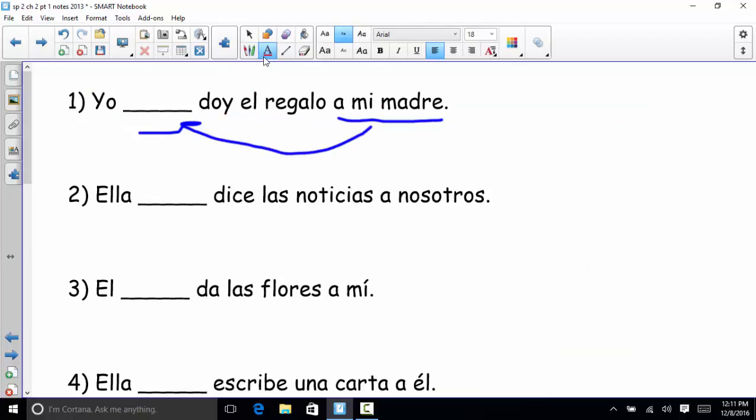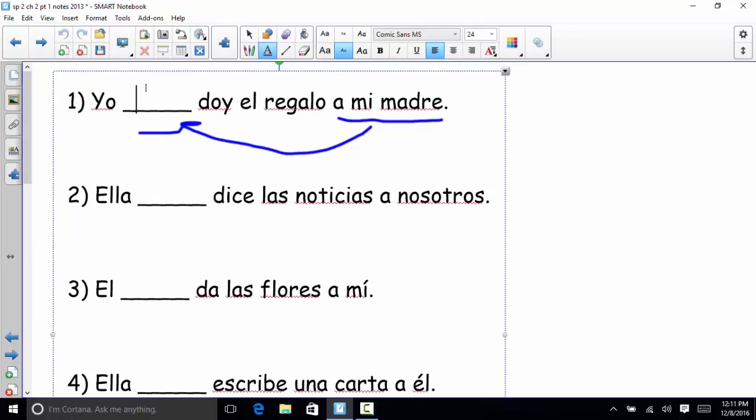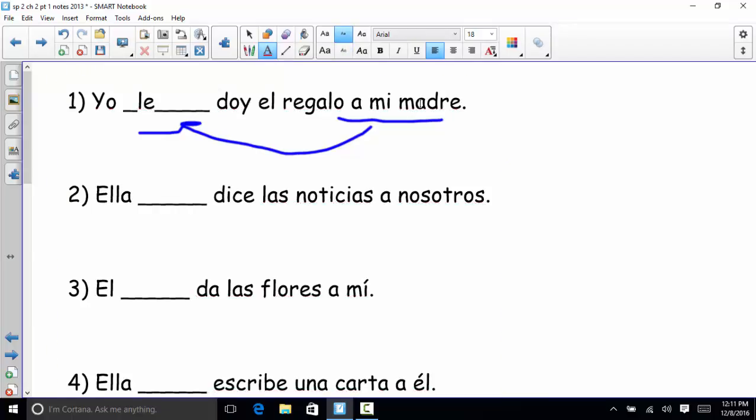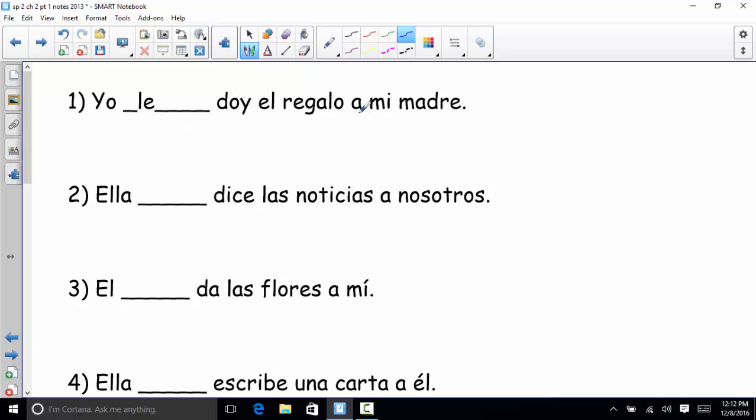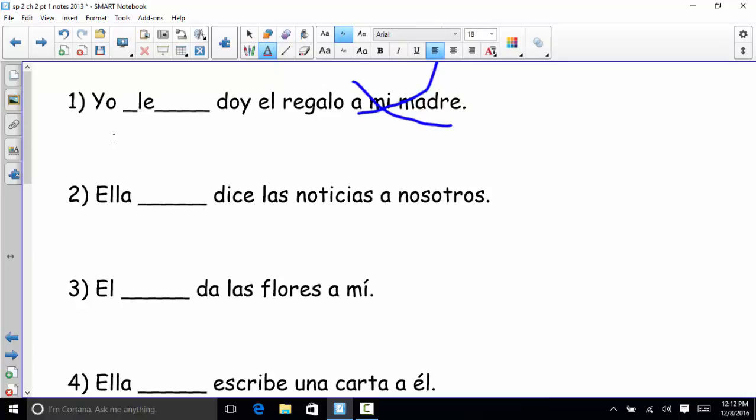So when I look at this example, I need to fill in the blank with le. Okay? Now, if I want to abbreviate that sentence to say I give the gift to her instead of I give the gift to my mom, all I have to do is get rid of the a and anything that comes after the a. So my new abbreviated sentence would just be yo le doy el regalo. I give the gift to her.